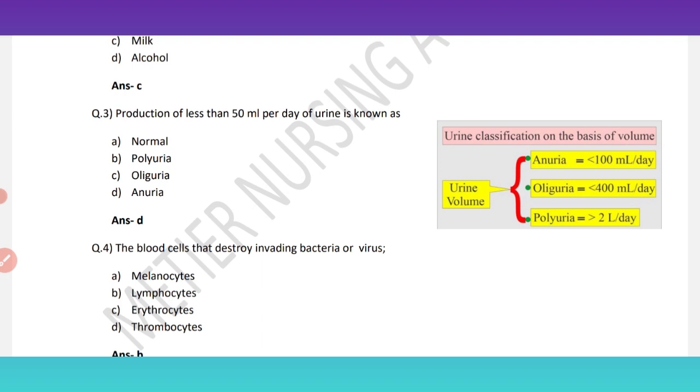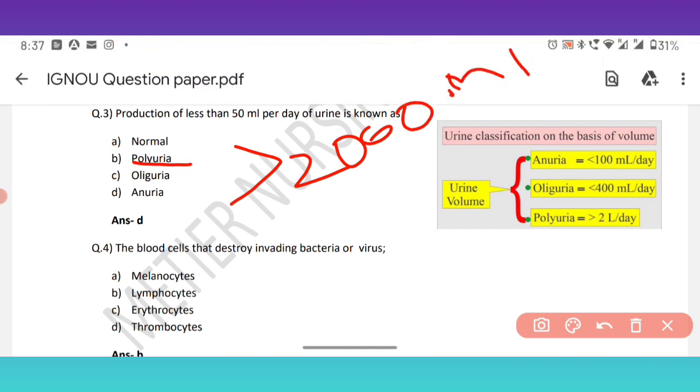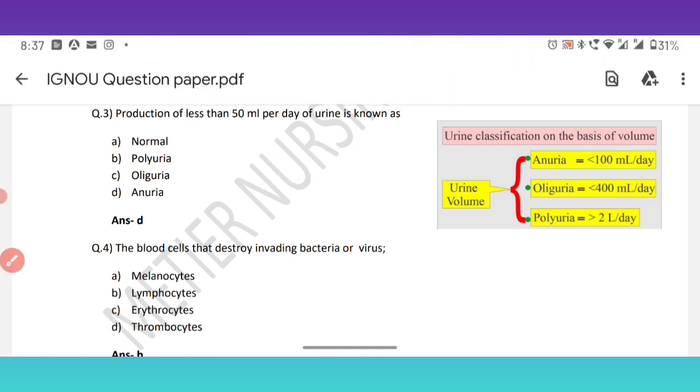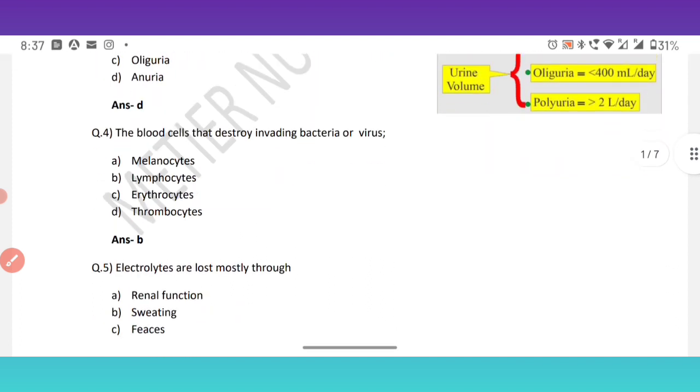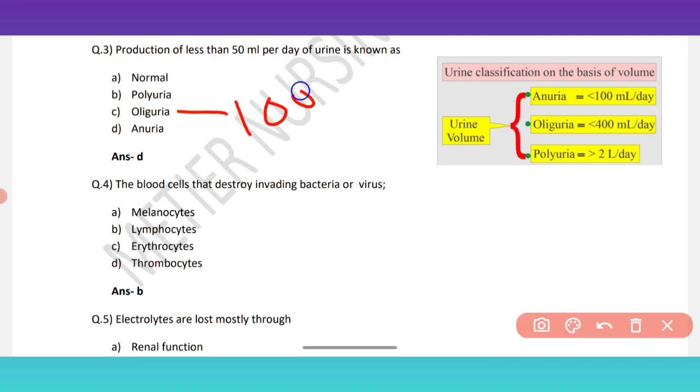What is the normal urine output? Up to 1500 ml. And in case of polyuria, what is the urine output? More than 2000 ml, we consider as polyuria. And the next one is oliguria. What is oliguria? Oliguria means 100 to 400 ml.